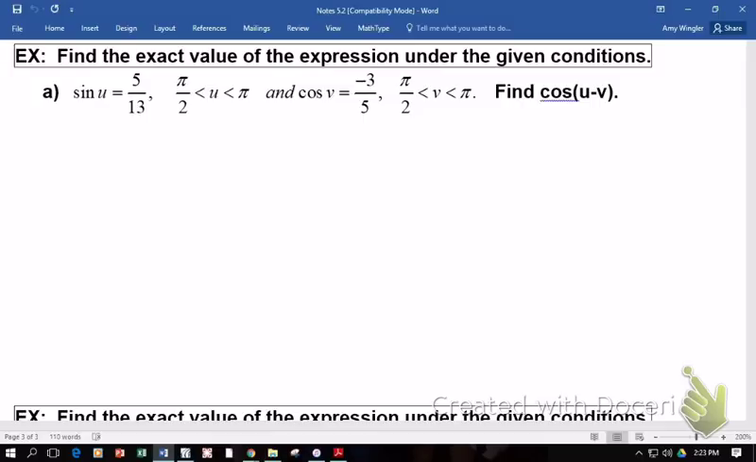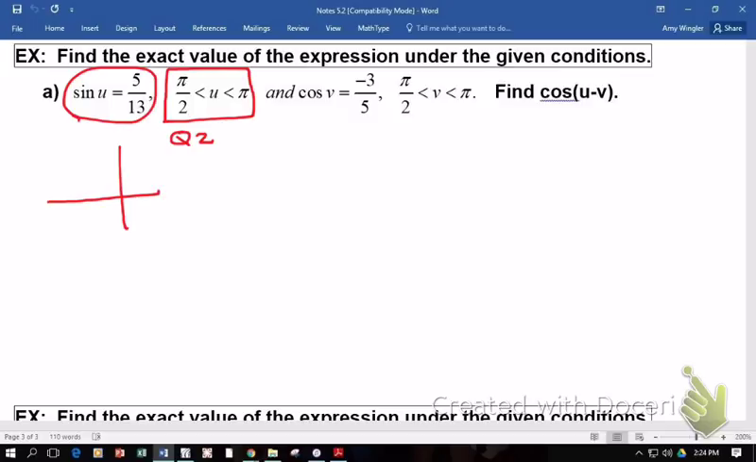On this problem, we're going to find the exact value of the expression under the given conditions. So if you look at what's given to you, there's no y value that's 5 over 13 on the unit circle. So what we're going to have to do is draw a triangle. This information right here tells us what quadrant to draw our triangle in. U, which is the angle, is greater than pi over 2 and less than pi. So that's quadrant 2. So I'm going to draw this triangle in quadrant 2.